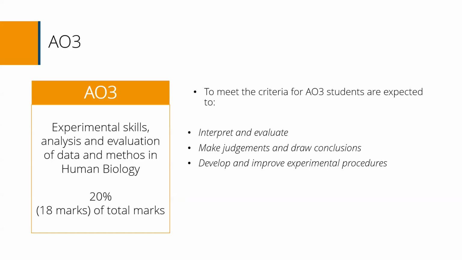Right, AO3 next, which we said was about experimental skills, analysis and evaluation of data and methods. To meet the criteria, students are expected to interpret and evaluate, make judgments and draw conclusions, and to develop and improve experimental procedures. So for interpretation and evaluation, students are expected to analyze data. They might look at a graph, at information in a passage, or at a table of information, and then put forward their ideas in terms of evaluation.